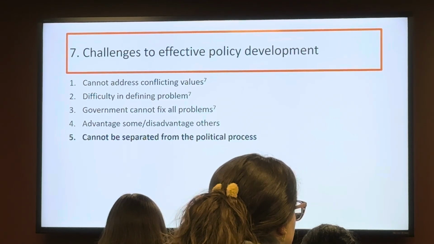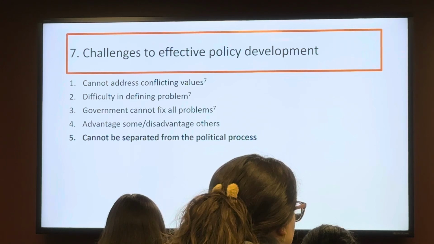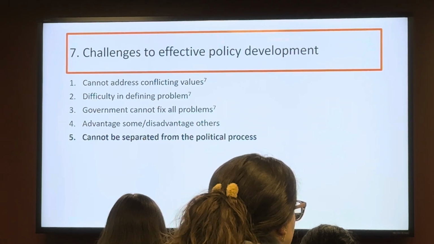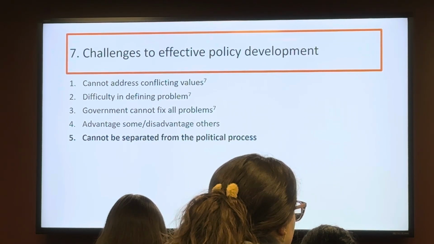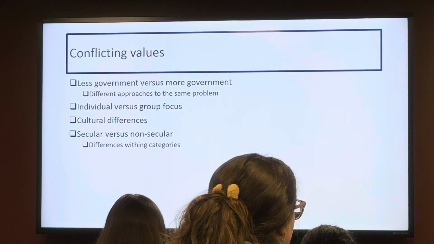We can't look to the government to solve all our problems. And then, with policy, we have to recognize that somebody's going to be advantaged and somebody's going to be disadvantaged. Talk about that a little bit. And then again, it cannot be separated from the political process. So I might be talking about all these. We're going to talk about at least two of them. So conflicting values. What conflicting values are there that are out there?